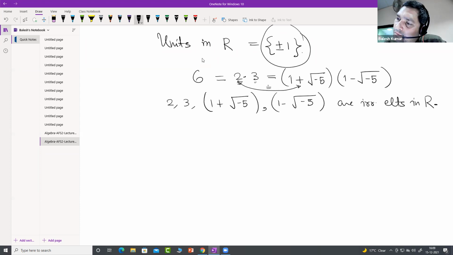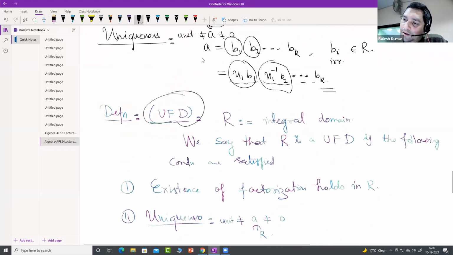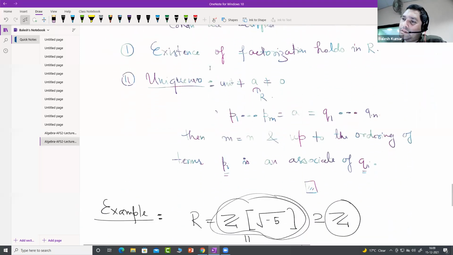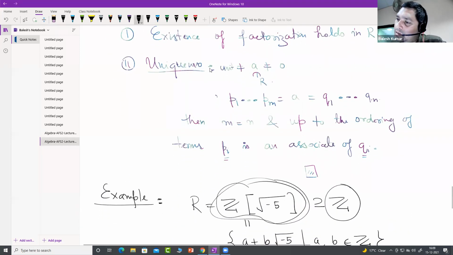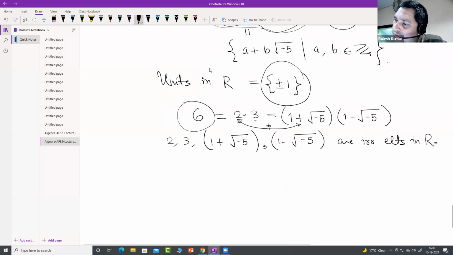Therefore we got the factorization of the element 6 in two different ways. This violates the definition of unique factorization domain, since the uniqueness part fails here: up to ordering of the terms, one of the factors should be an associate of the other factor. But it can be checked here that 2 cannot be an associate of 1 plus square root of -5 or of 1 minus square root of -5.